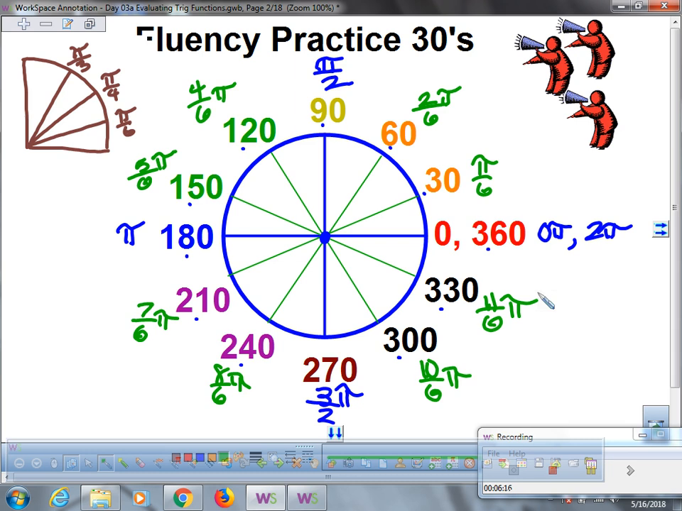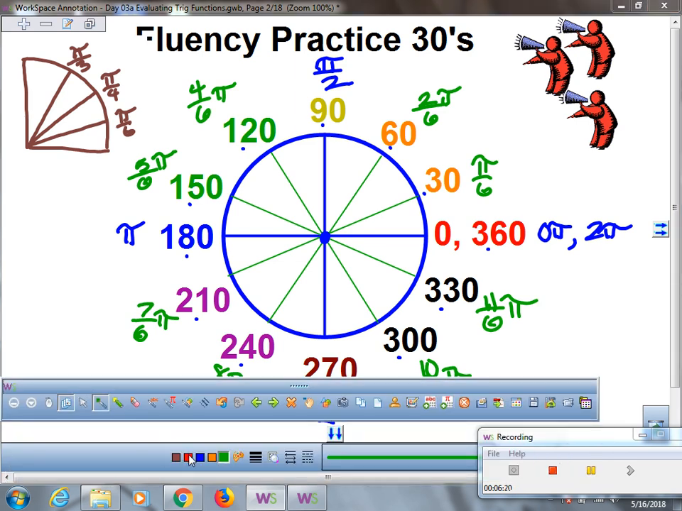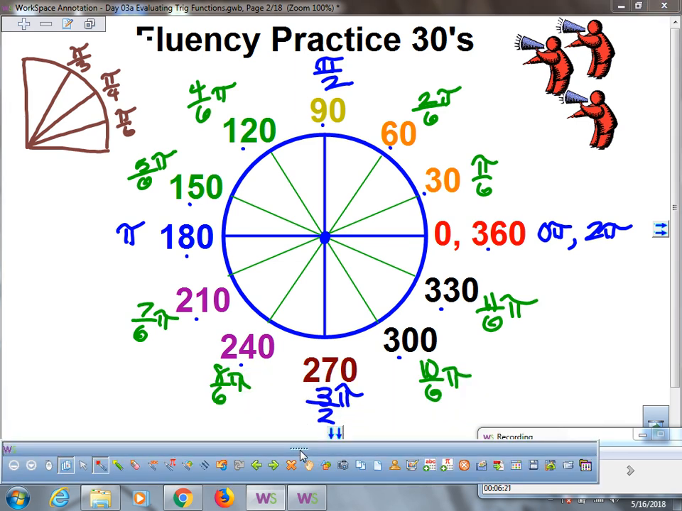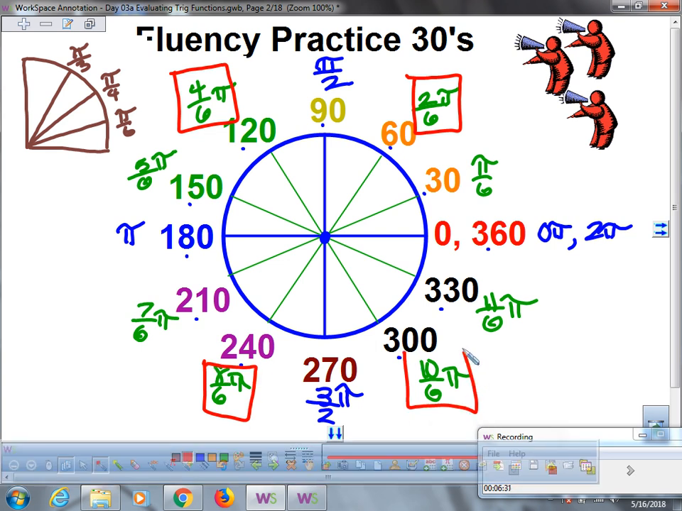But now I have to go around and I have to simplify. I have to simplify this one, and this one, and this one, and this one. Correct? Those all need to be simplified.